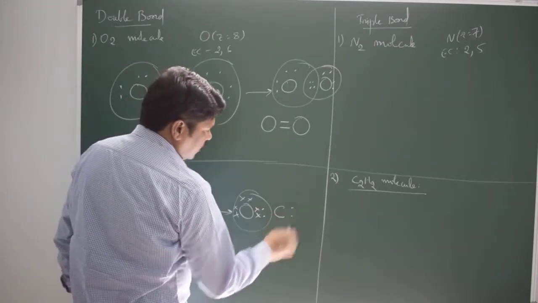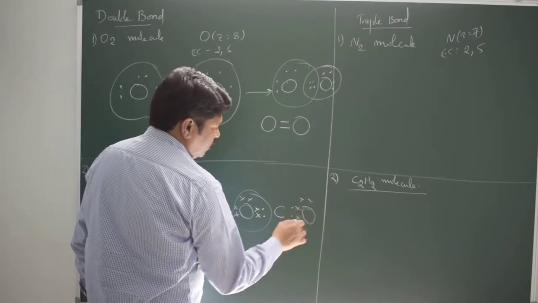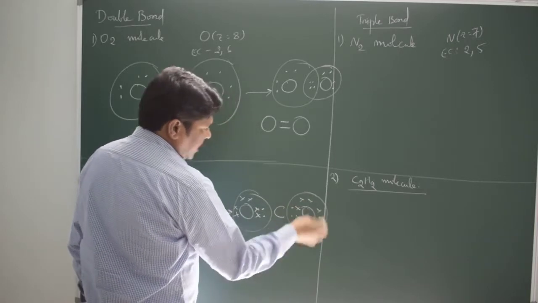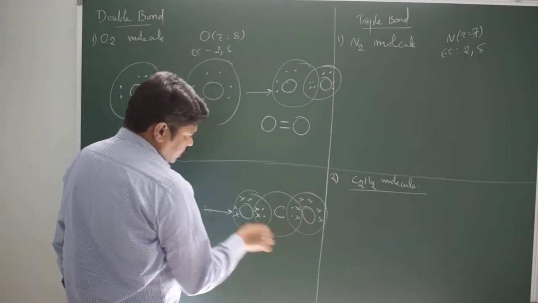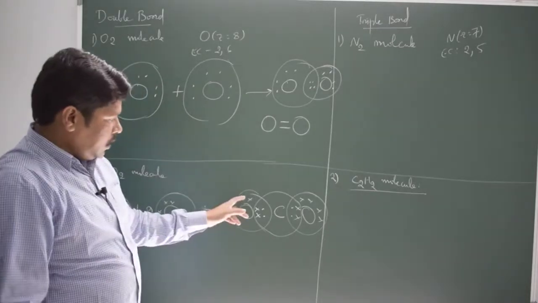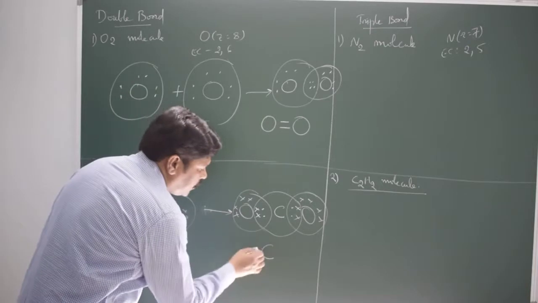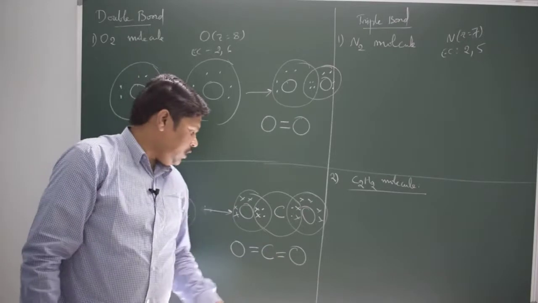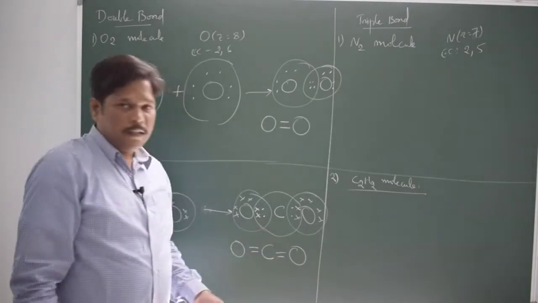The other 2 electrons of carbon are shared with another oxygen atom. So one, two, three, four, five, six. The oxygen here has 8 electrons in the outermost shell. Now this carbon will have 2 electrons shared with each of the 2 oxygen atoms. So we have carbon having a double bond with each oxygen atom in the CO2 molecule. It is something like O double bond C double bond O. So 2 double bonds between carbon and 2 oxygen atoms.